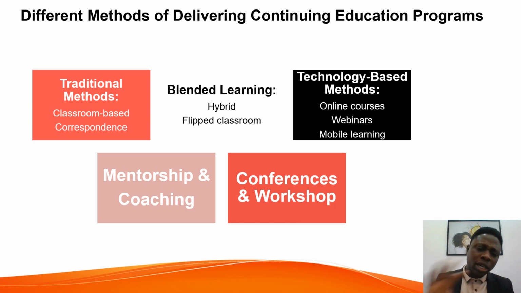So if you look at these different methods of delivering continuing education, they all have their own strengths and weaknesses, and depending on your target audience, depending on the content you want to deliver, depending on the way you want to structure and deliver these programs, will now determine whether to go for classroom based, whether to go for blended or hybrid, fixed classroom, online, mentorship or coaching. So this is very important for you to understand and determine how you go about delivering your continuing education programs.